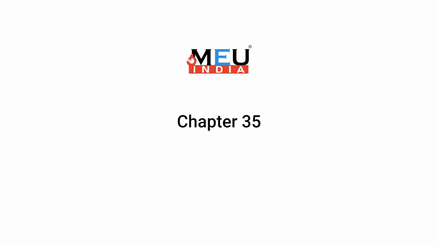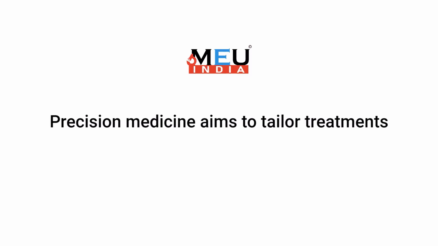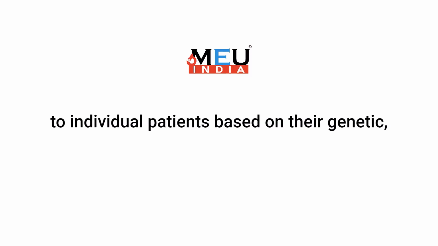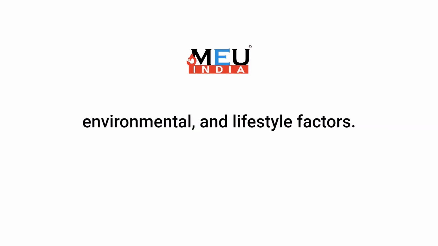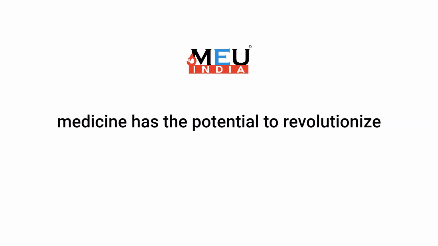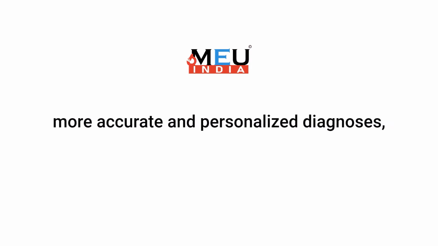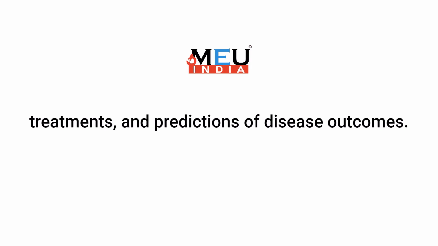Chapter 35, Advancements in AI for Precision Medicine. Precision medicine aims to tailor treatments to individual patients based on their genetic, environmental, and lifestyle factors. With the help of artificial intelligence, precision medicine has the potential to revolutionize the way we approach healthcare by providing more accurate and personalized diagnoses, treatments, and predictions of disease outcomes.